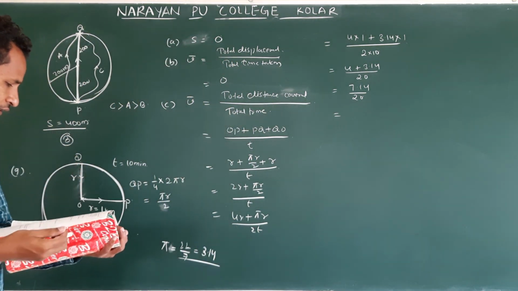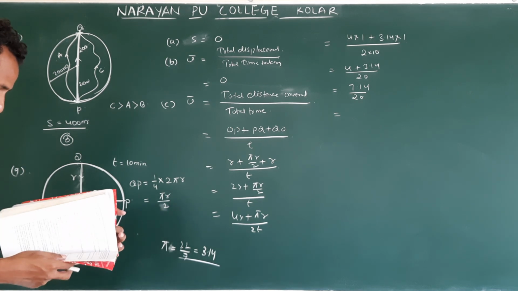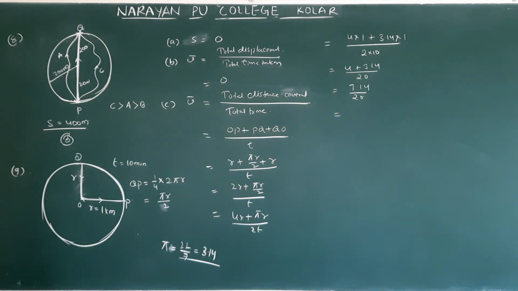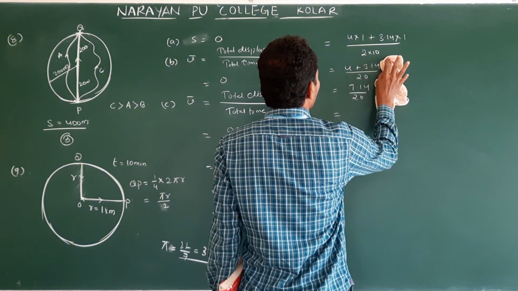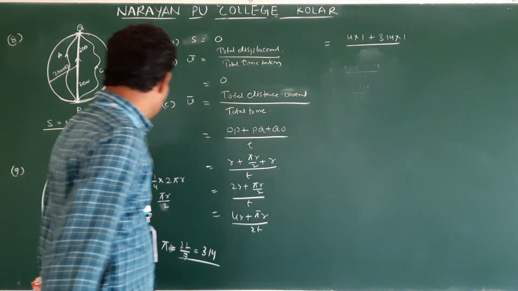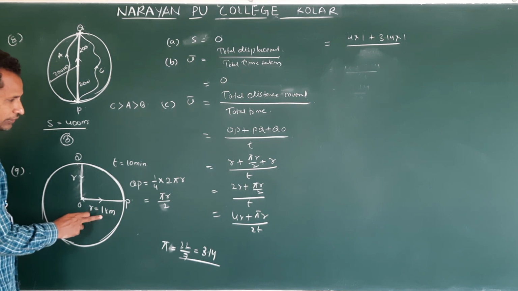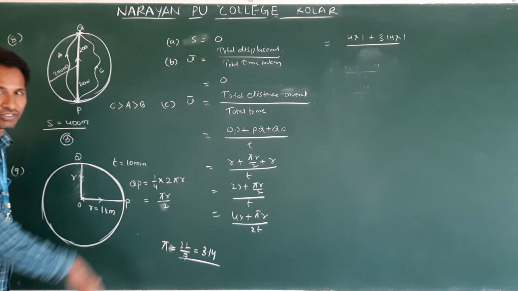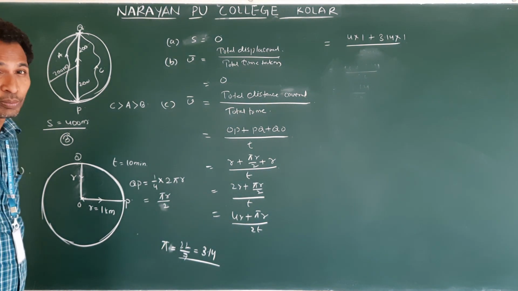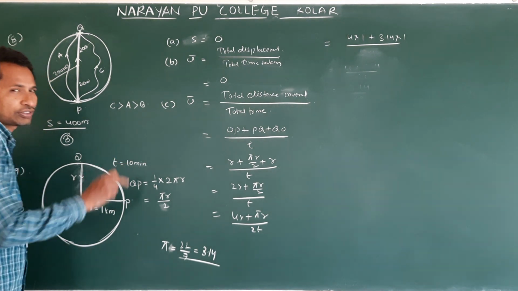Clear? 7.14 by 20, but they gave 21.4 kilometers per hour. We have made a small mistake here. Up to here is okay. T is taken in minutes, and distance we are taking in kilometers. T we need to convert into hours. The answer is given in kilometers per hour, not kilometers per minute. So this we need to convert into hours, 10 minutes.